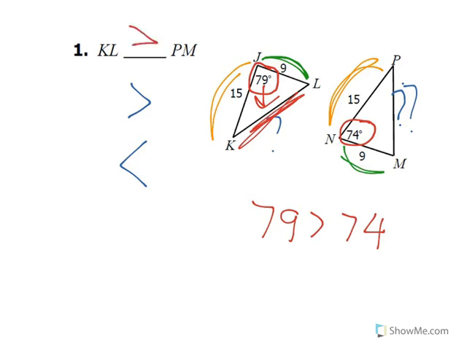So we're going to use our greater than symbol. Remember, your symbol always wants to eat the bigger side or the bigger angle. Think back to when you were younger and you used the alligator mouth to compare the numbers. It's always eating the bigger.